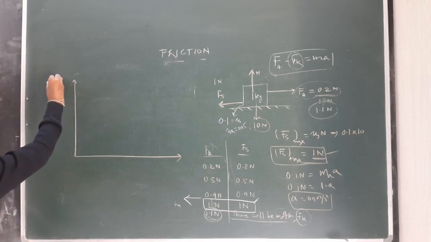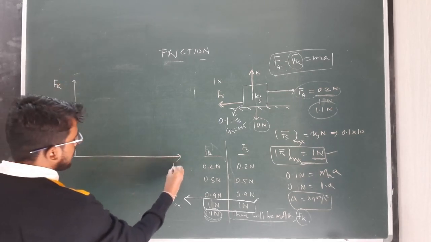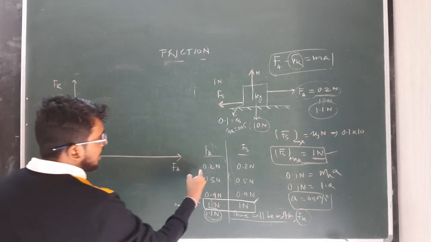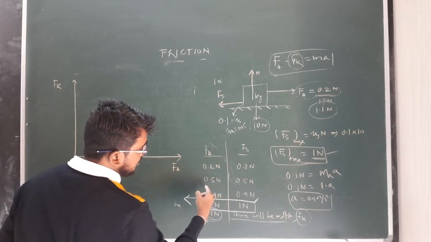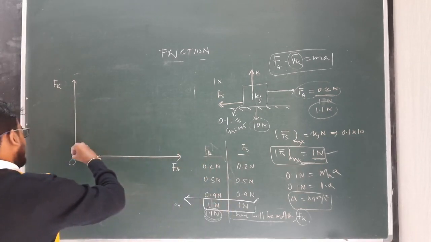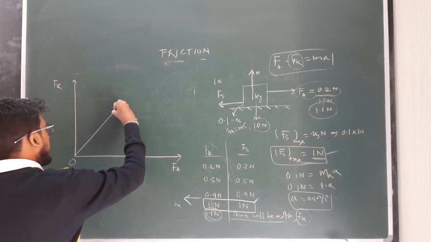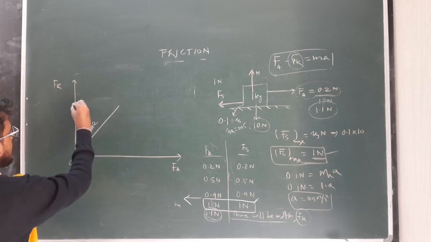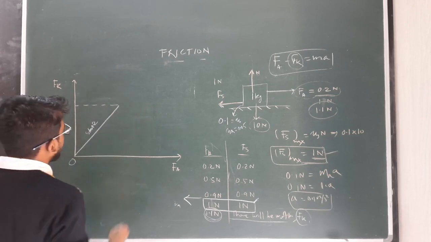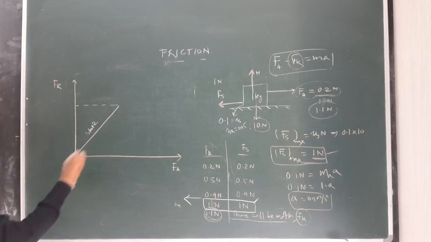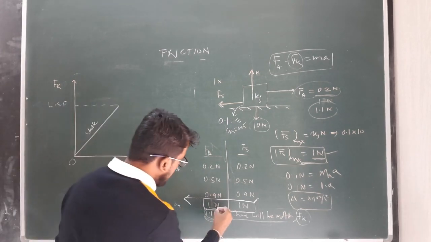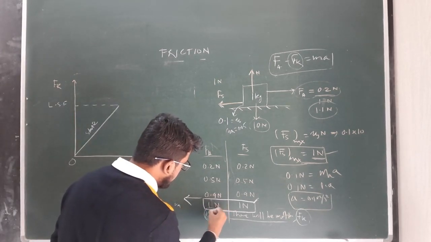Okay, here I am taking the frictional force and here I am taking the applied force. As we already discussed, when the applied force is increasing, the static frictional force is also increasing up to a certain limit. So the graph will be a straight line like this. Here the body is static, and this is the maximum value for which the body will remain static, that is known as what? Limiting static friction.